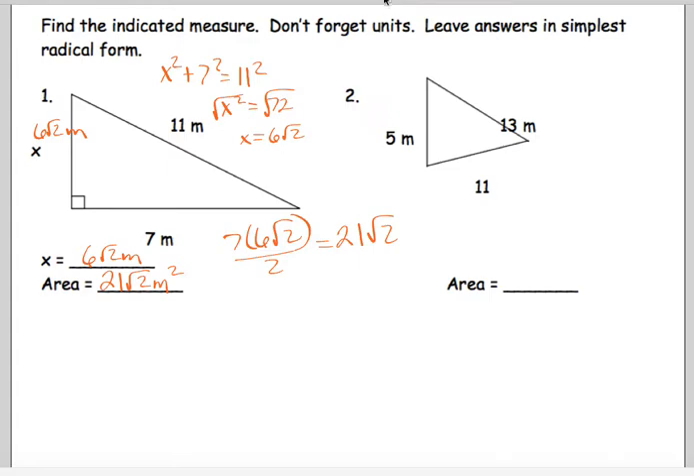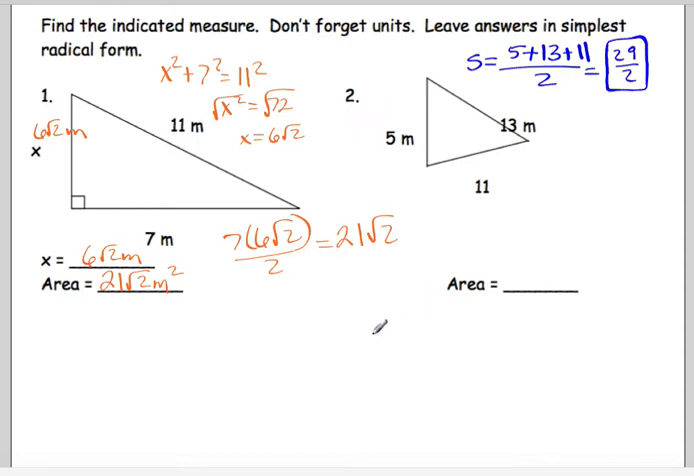On problem number 2, it's not a right triangle, but we do have the 3 sides, so we're going to use Heron's formula here. So we have to find our semi-perimeter first, S, which is to add the sides up and divide by 2. And what we get is 29 over 2. Now, since they had said to leave all the answers in simplest radical form, I do not want to get a decimal right now. I want to keep this ugly fraction here and work with it.